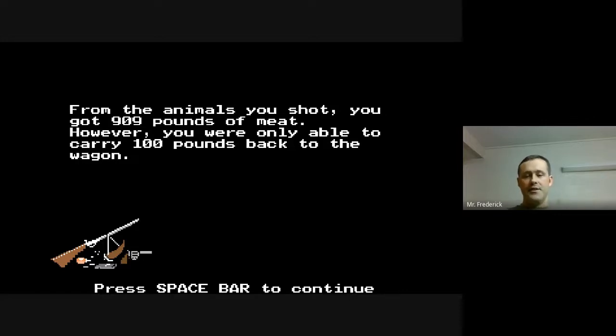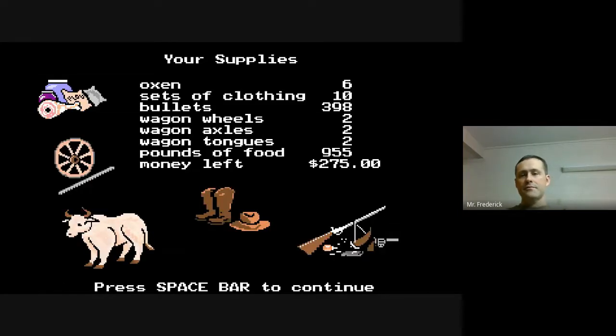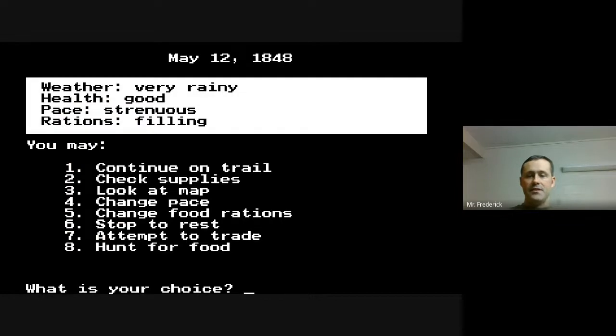Press spacebar to continue. Now, notice I'm going to check my supplies now. Notice my pounds of food is back up to 955 from 855. Still have $275. Let's continue. And continue on the trail.